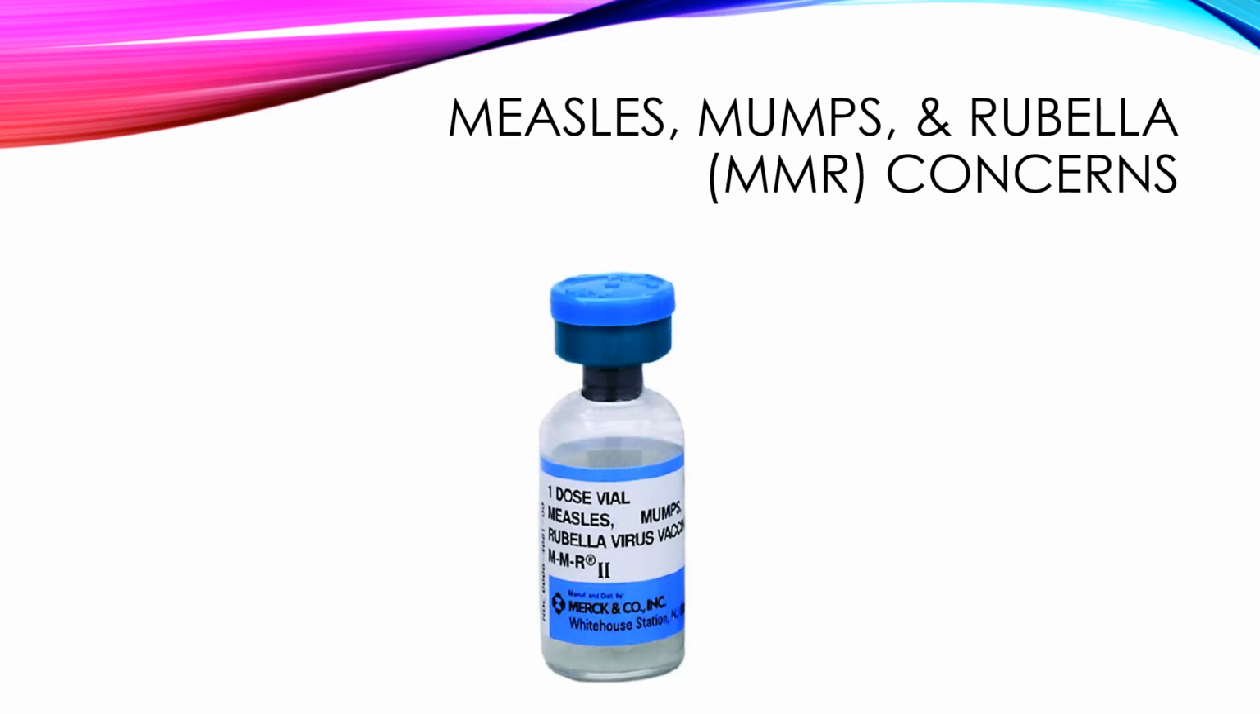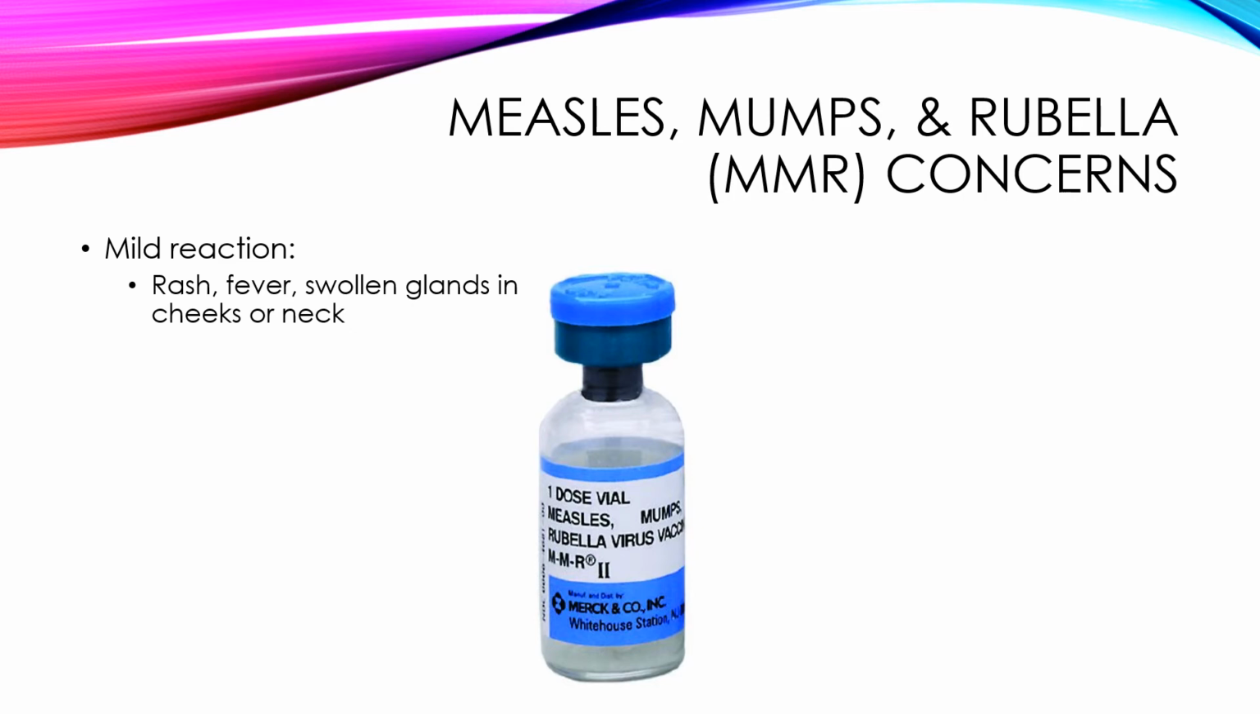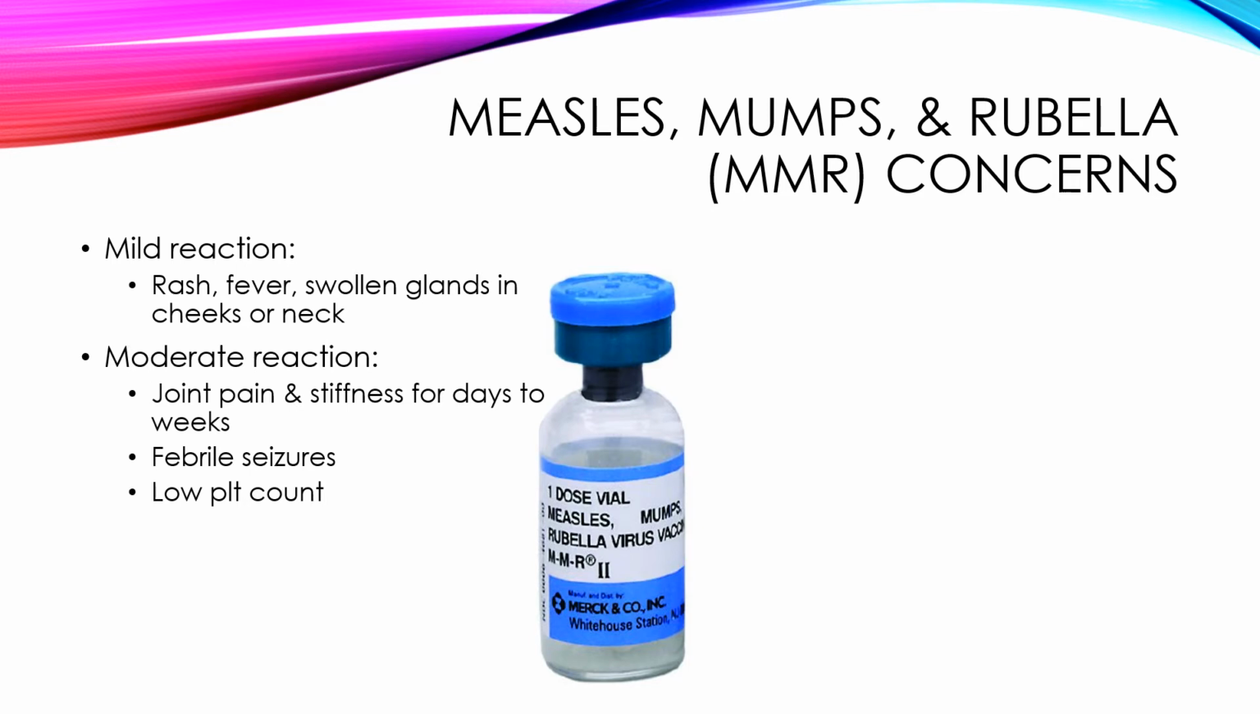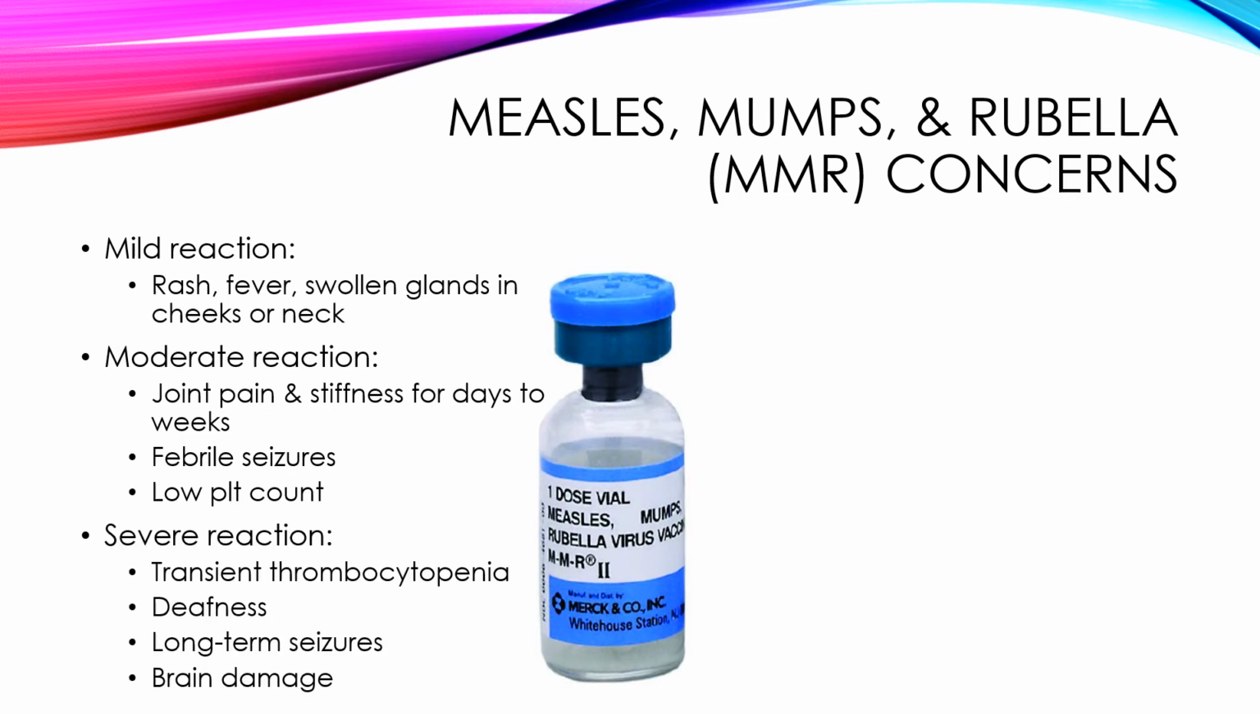The MMR vaccine includes the measles, mumps, and rubella. Mild reaction will include the rash, fever, swollen glands in the cheeks or neck. Moderate reaction is going to be joint pain and stiffness for several days or weeks, febrile seizures, and a low platelet count. These are when we start to be concerned.